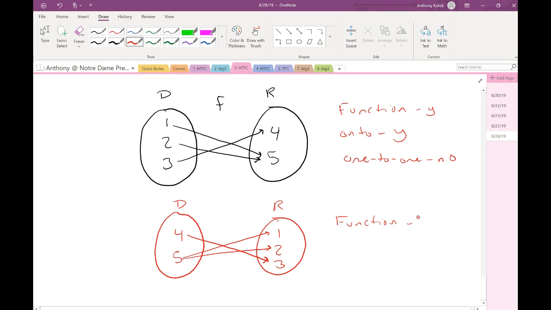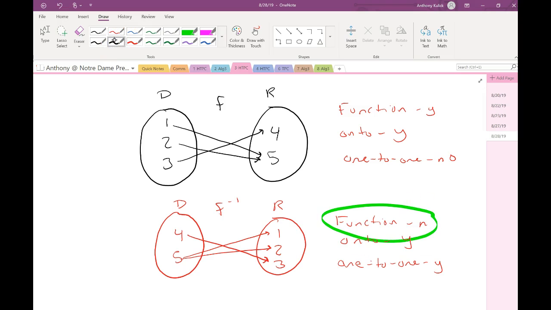And I've heard somebody already say, or multiple people already say, that we notice that F inverse here is not a function. Is it onto? Yeah, everything in the range has got an arrow going to it. Is it 1-to-1? Yeah, each y-coordinate is used exactly once. But the key here for our purposes is that this wasn't a function. Okay? So this is example 1.